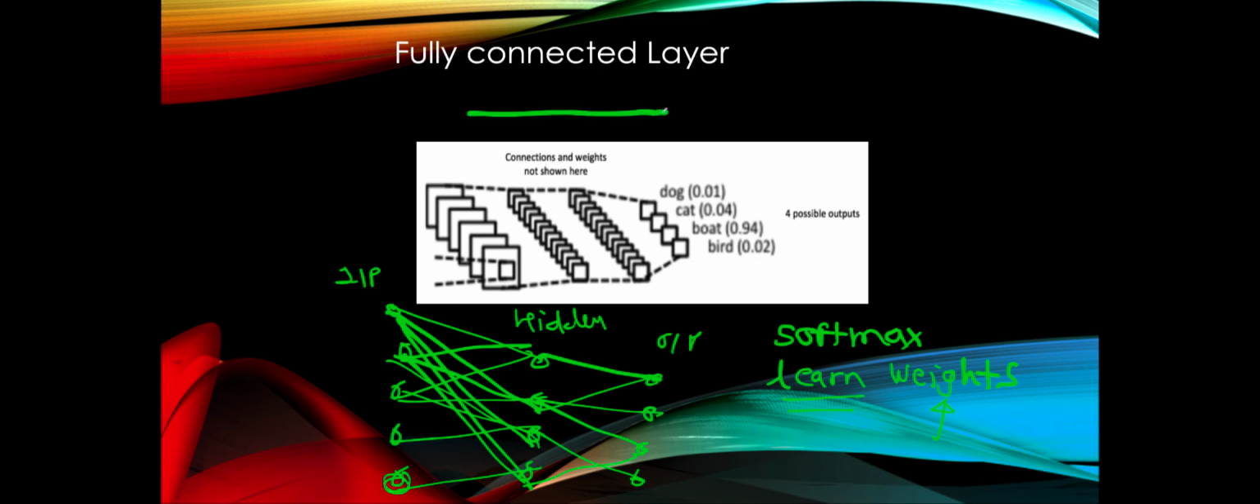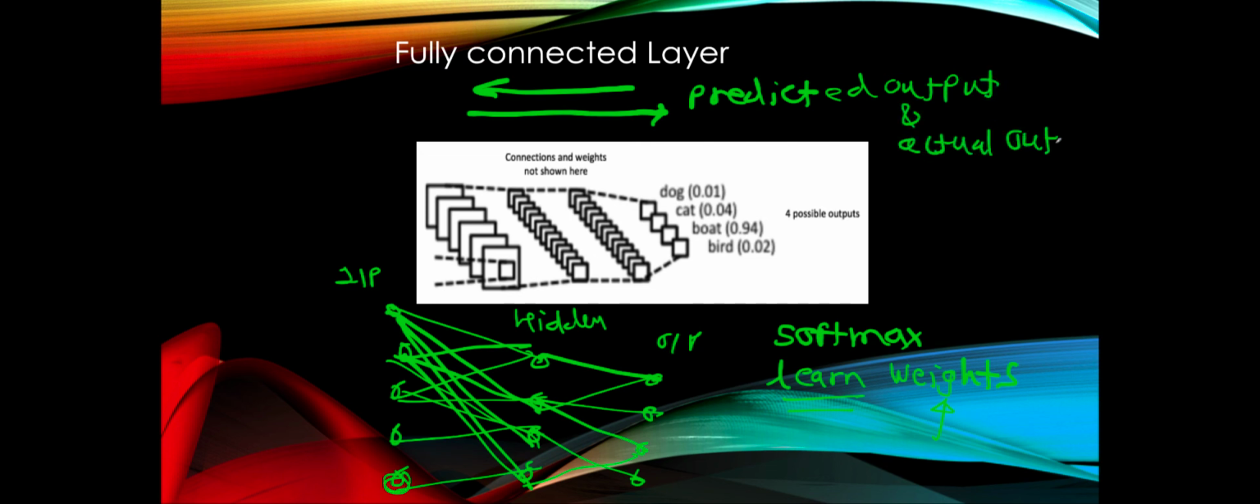We do a forward propagation and it predicts the output, right? And then we calculate the error between predicted output and the actual output, and then you propagate it back, and you keep adjusting the weights until the output is correct. So the neural network uses forward and backward propagation to learn the weights, so that the error between predicted output and actual output is as low as possible.